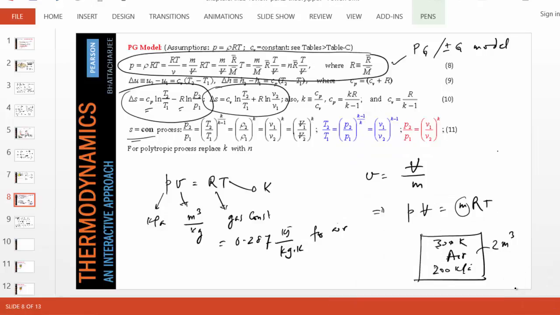We'll soon come across various processes where entropy remains constant. If we substitute delta S equals 0, we get a relationship between pressure ratio, temperature ratio, density ratio, etc., in terms of k. So, for instance, if we just know the volume ratio, we can figure out the temperature ratio. We are going to use this relationship, known as the isentropic relationship, or equation 11 in table J, quite a bit.